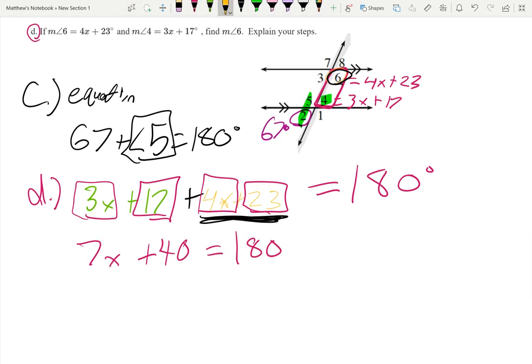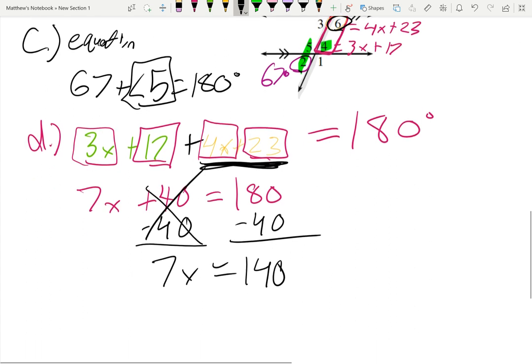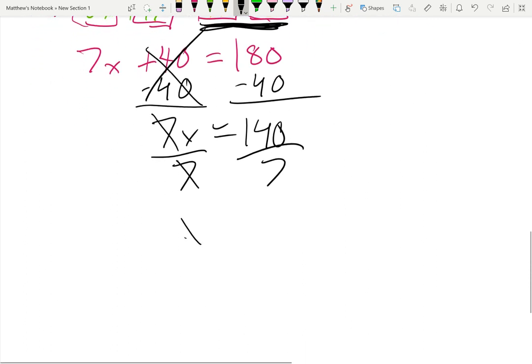Now remember, to solve a two-step equation, the first thing we want to do here is get that variable by itself. And so we're going to subtract 40 from both sides to cancel out that plus 40. Now we have 140 equals 7x. The opposite of multiplying by 7 would be dividing by 7. So we need to divide by 7 here. What we do to one side, we have to do to the other. There we have x equals 20.